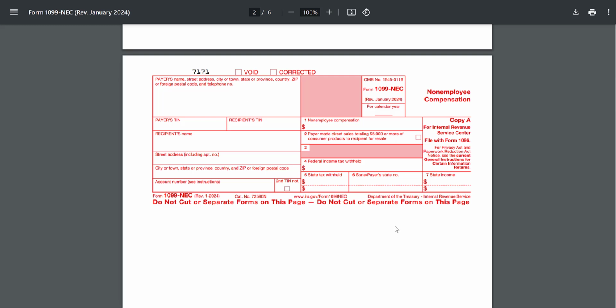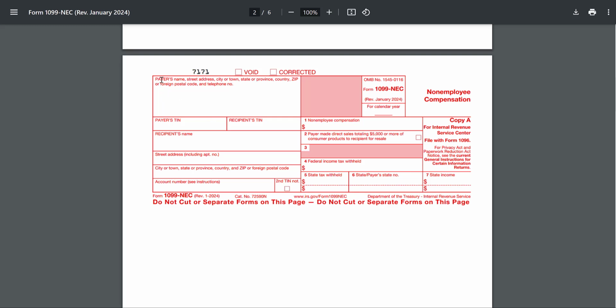All of these pages are the same. What you're going to do is you'll notice these two boxes up top, void and corrected. You don't have to worry about those if you are filing an initial 1099 NEC for the year. Okay, I'll go over those in a second.